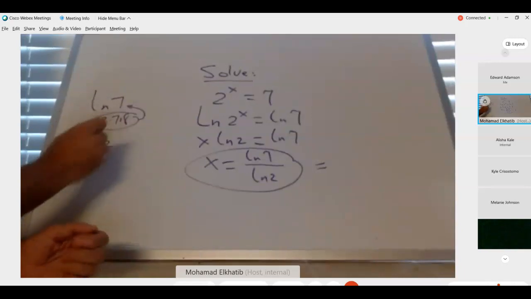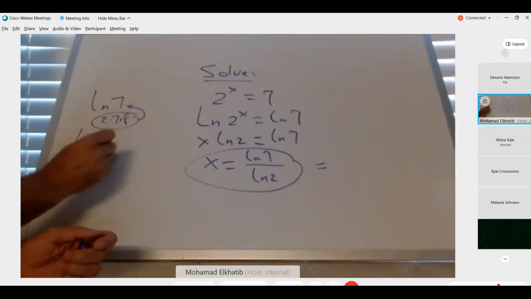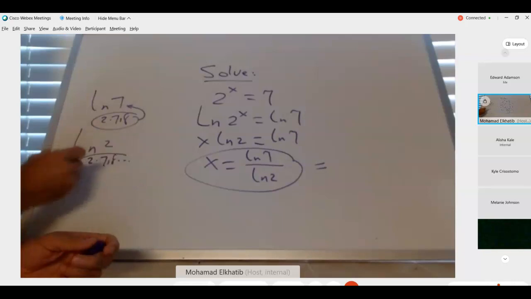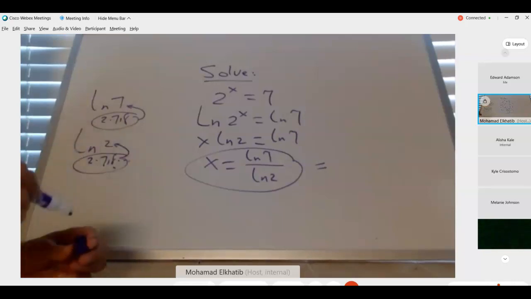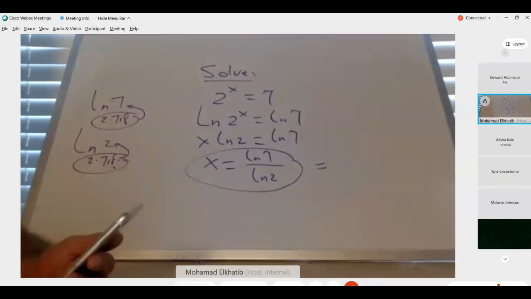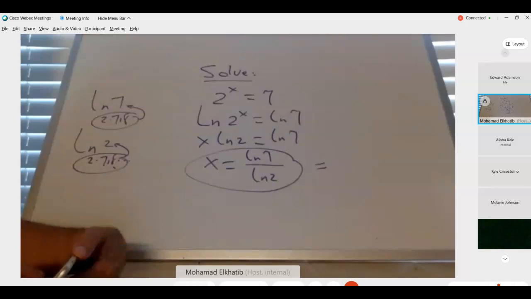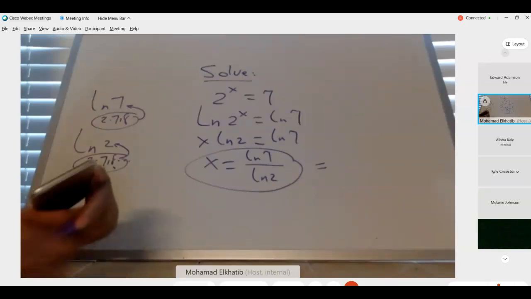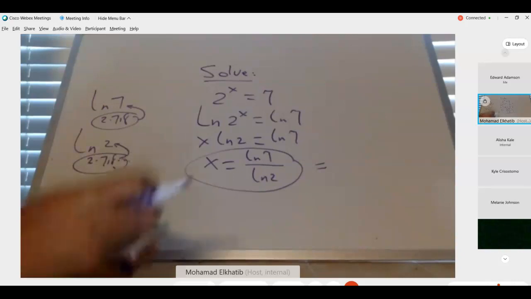What does ln 2 mean? There's no base written. The base is this one. How many times would I multiply this by itself to get 2? But you can't. That's why you have to use a calculator. So I'm going to do ln 7 divided by ln 2. Let's see here. On the calculator: 7 ln x, divided by 2 ln x, equals. I got 2.807.